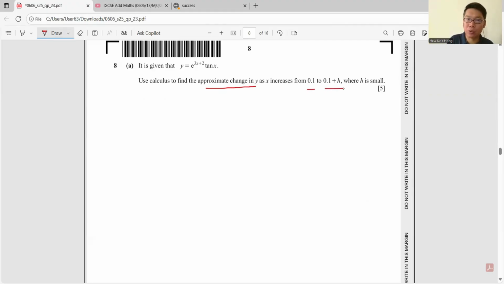Question 8 is given that this, use calculus to find the approximate change of y of this. So this is a small changes question. So we apply the formula. We know the small change of x is h. And then we need to find what is my dy dx. So I need to differentiate this.